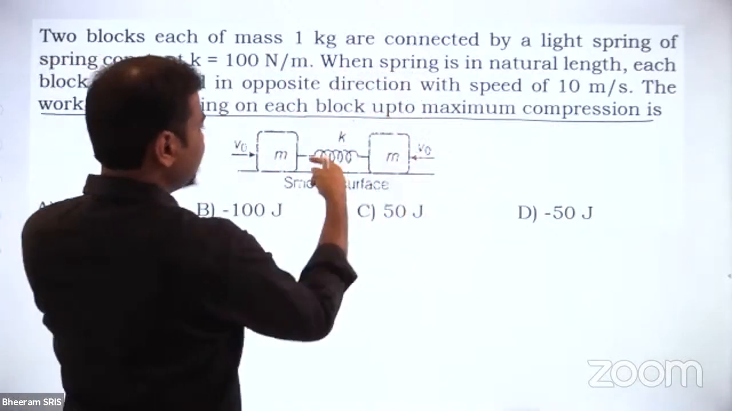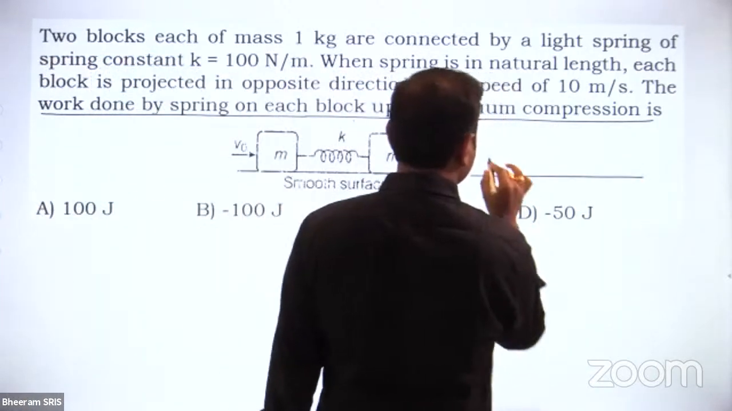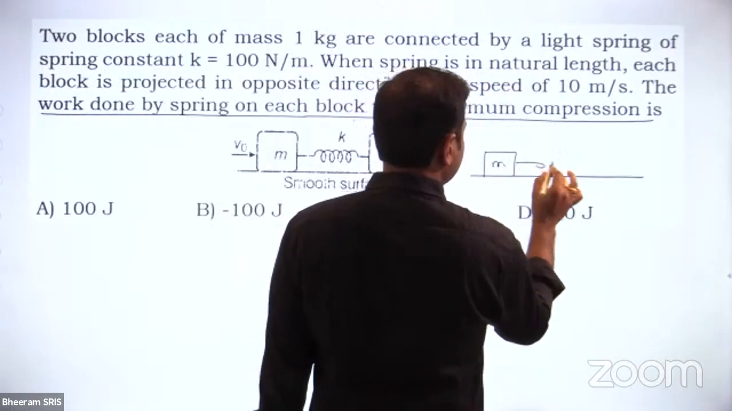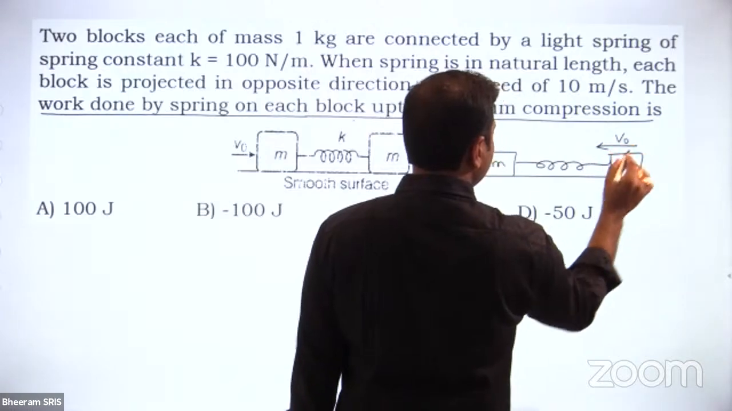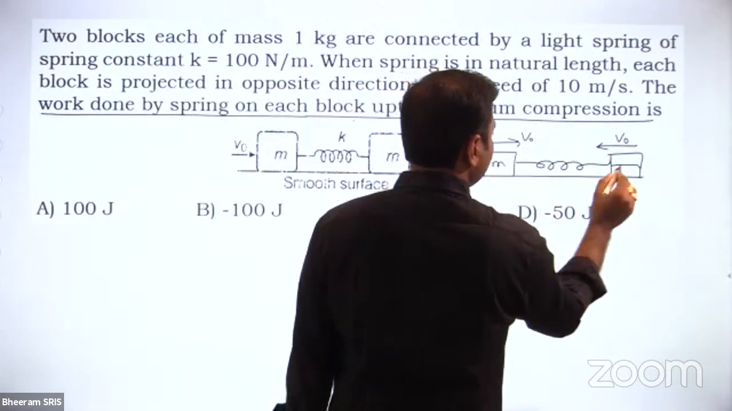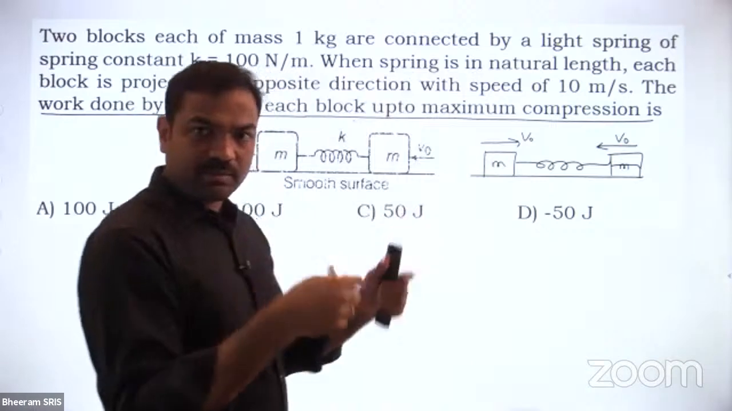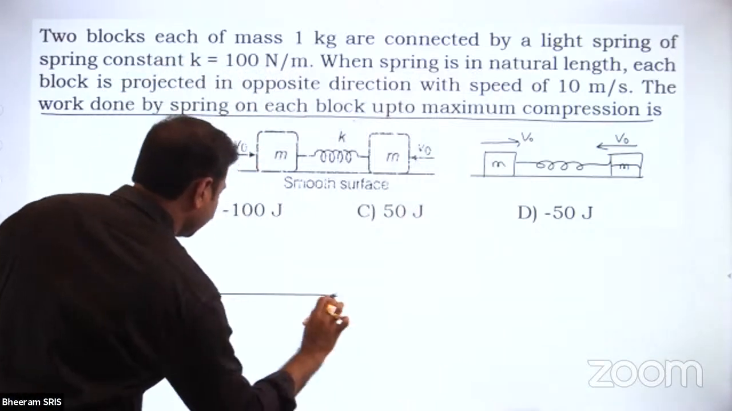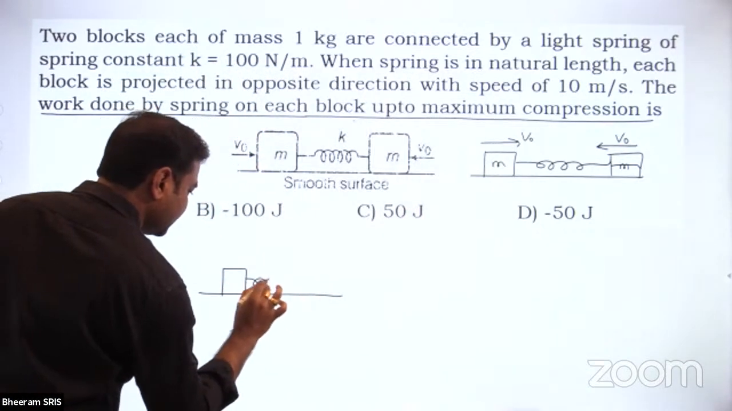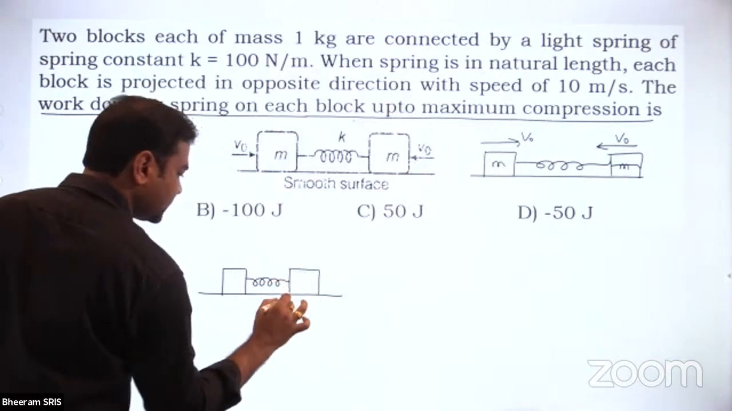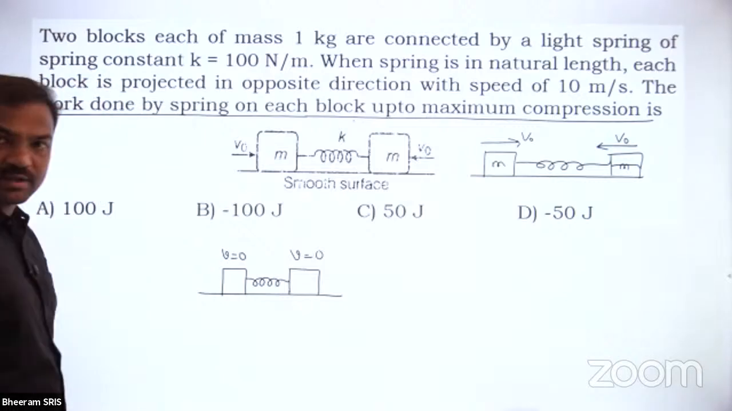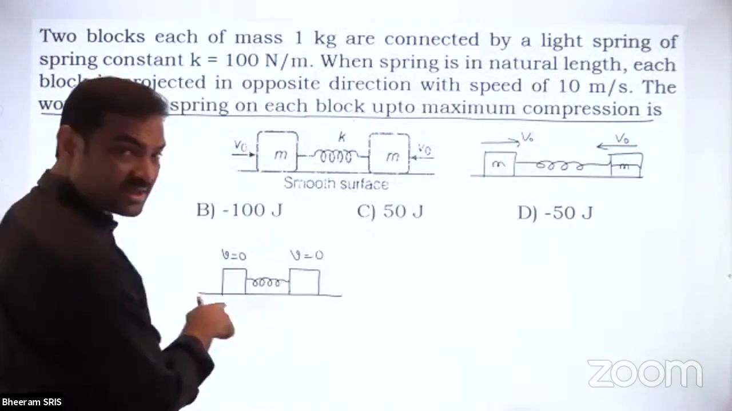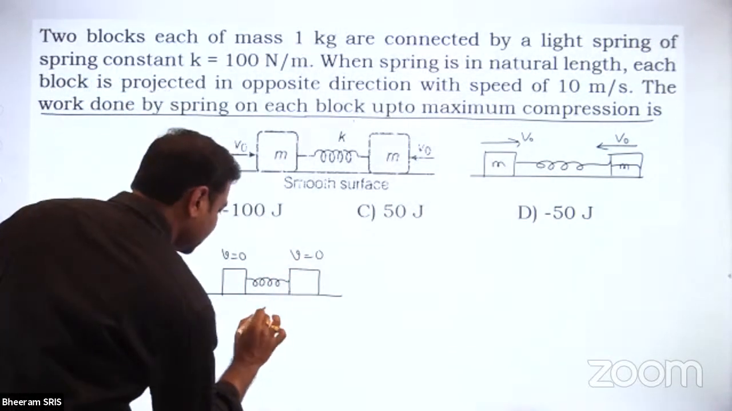So as we have projected with V0 and V0, something like this. See, both blocks are projected with the same velocity V0 and V0. So then what will happen? The spring will compress, and maximum compression. What is the meaning of maximum compression? Maximum compression means further it should not compress. That means the velocities of the blocks should go to zero. Whenever velocities are zero, that's called maximum compression, X max.